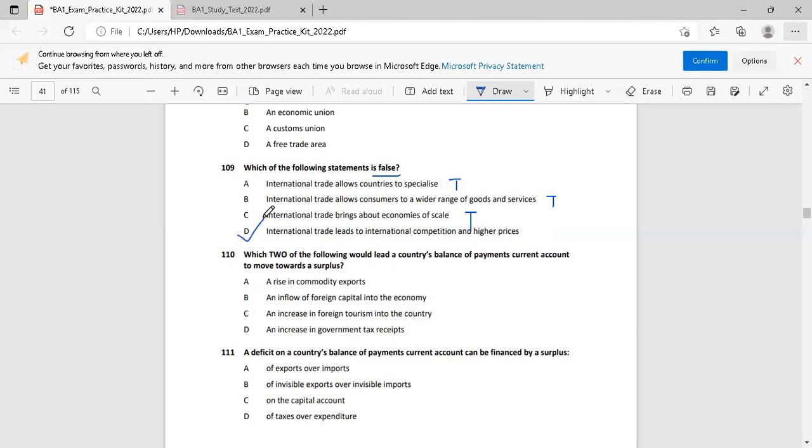Which two of the following would lead to a country's balance of payments current account to move towards a surplus? A, a rise in commodity exports and inflow of foreign capital into the economy. B, an increase in foreign tourism into the country, and an increase in government tax receipts.